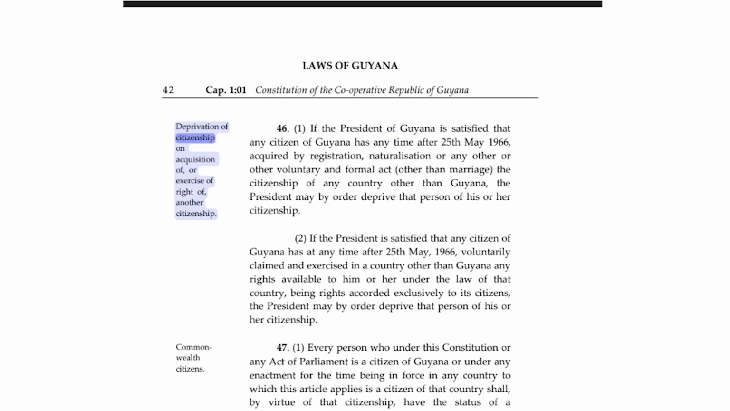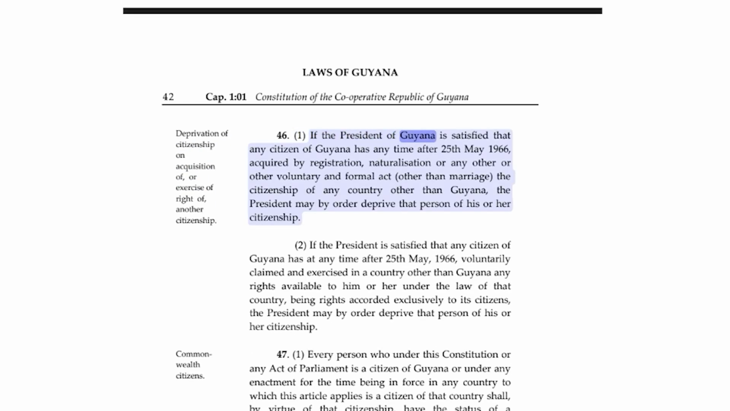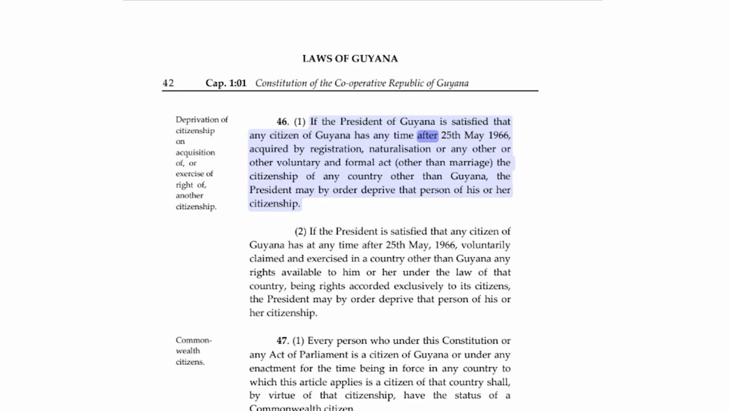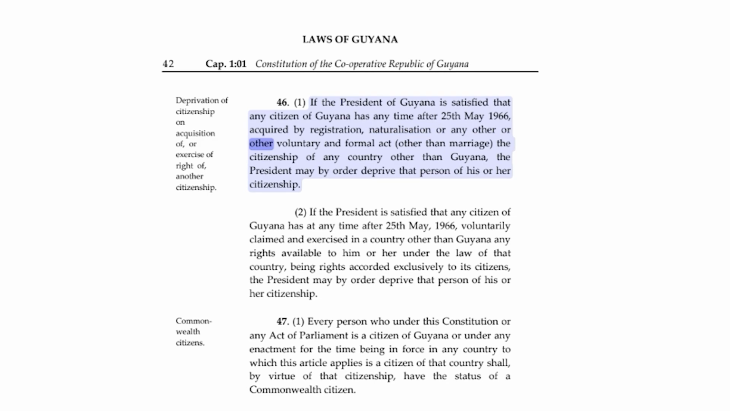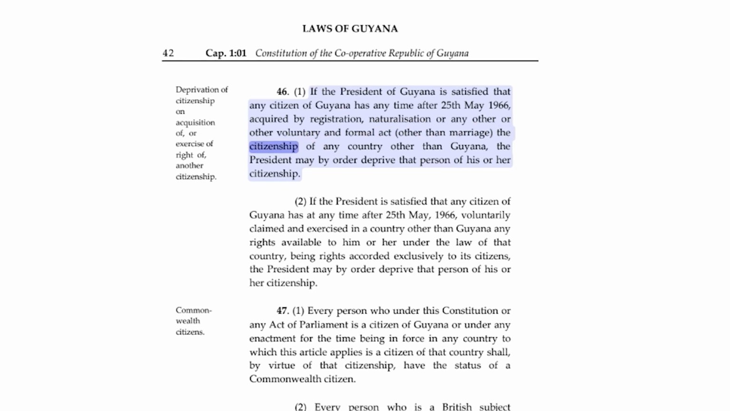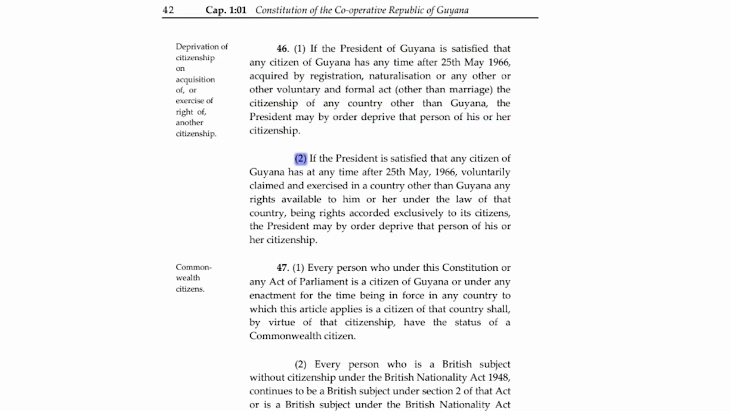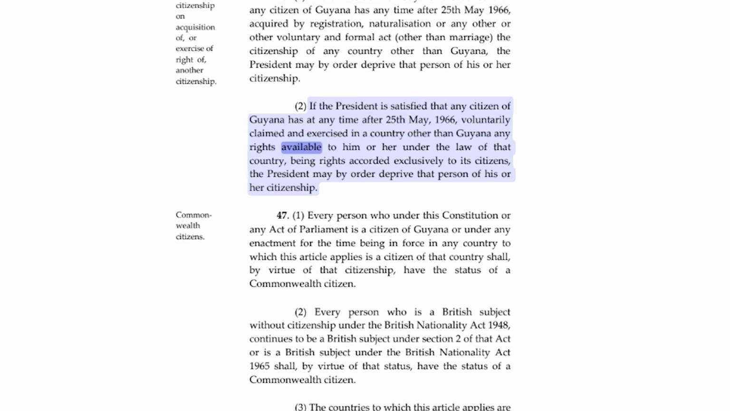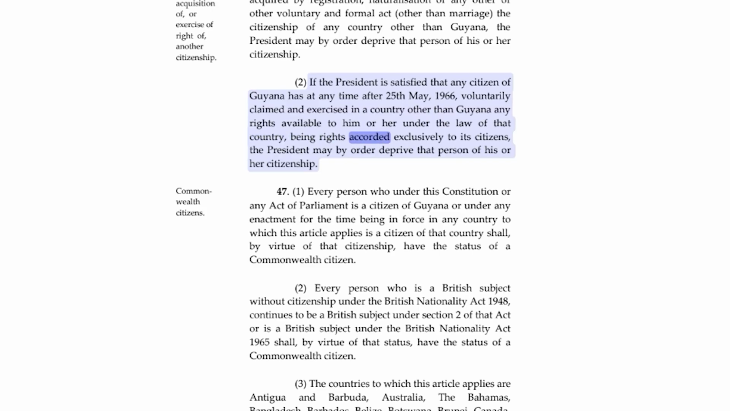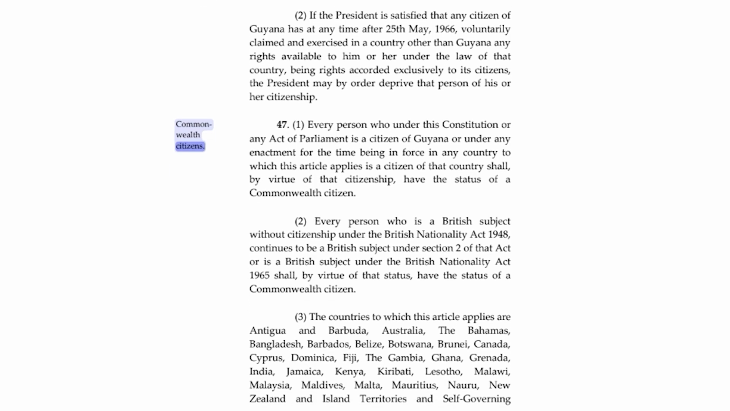Deprivation of citizenship on acquisition of, or exercise of right of, another citizenship. 46. 1. If the President of Guyana is satisfied that any citizen of Guyana has at any time after May 25, 1966, acquired by registration, naturalization, or any other voluntary informal act, other than marriage, the citizenship of any country other than Guyana, the President may by order deprive that person of his or her citizenship. 2. If the President is satisfied that any citizen of Guyana has at any time after May 25, 1966, voluntarily claimed and exercised in a country other than Guyana any rights available to him or her under the law of that country, being rights accorded exclusively to its citizens, the President may by order deprive that person of his or her citizenship. Commonwealth citizens. 47.